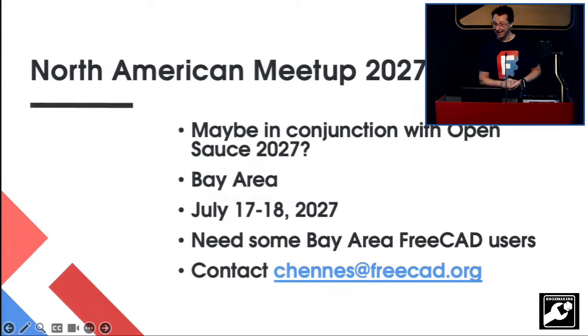All right, and we have already started talking about next year's North American meetup. So Brad has thrown the idea out there that maybe we should do this in conjunction with another big open source meetup. So the Open Source 2027 meetup in the Bay Area there is going to be July 17th and 18th. So if anybody in the Bay Area is interested in helping us plan next year's FreeCAD meetup in North America, we'd be really excited to hear from you. I don't live in the Bay Area. I'm a very long way from the Bay Area. Brad is a very long way from the Bay Area, so we could use some boots on the ground out there to help us figure out whether this is actually going to be feasible. So again, shoot me an email.